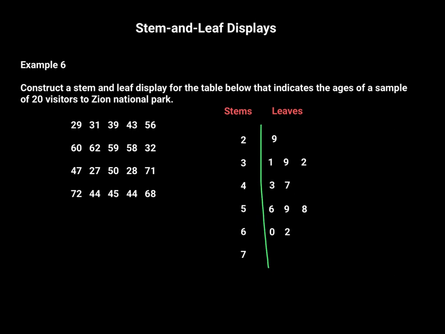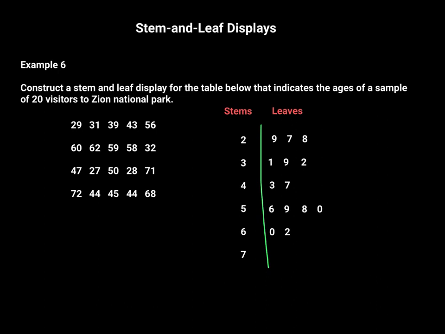After the 47-year-old, we have a 27-year-old. So I'll add a new leaf here, a leaf of 7 for the 27-year-old. And then a 50-year-old, go back to your 50s. And after that leaf of 8, I'll add a 0. Cool, almost done. Now we're at the 28-year-old, so we need another leaf here.